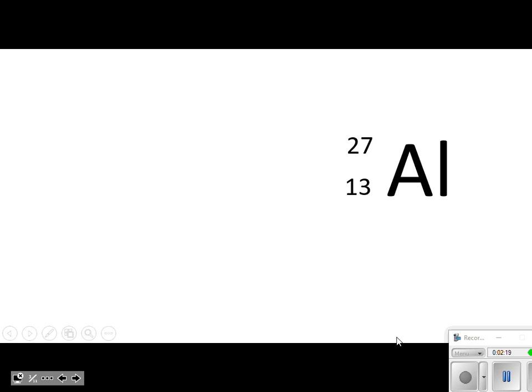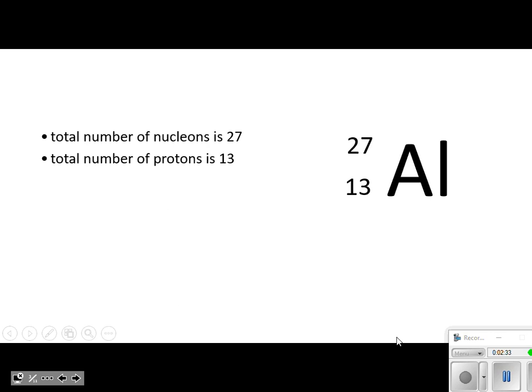Just a review. Aluminum, 27 13. So top number is the number of nucleons, okay, which is 27. So this tells us that 27 nucleons, 13 protons. So based on my math, that must mean that there are 14 neutrons. Okay, 13 protons, 14 neutrons equal 27 nucleons.